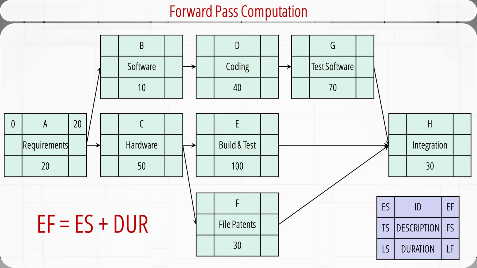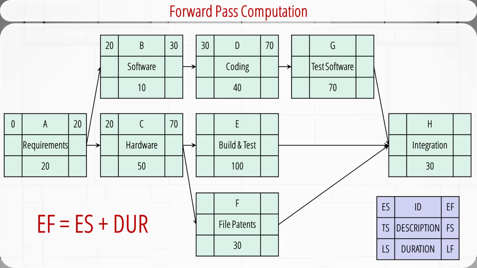A has 2 immediate successors, B and C. Neither of them is a merge activity. So we carry the early finish 20 to activities B and C at the early start time. B has a duration of 10 workdays. So its early finish is 20 plus 10, and it equals 30. For activity C, 20 plus 50 equals 70.